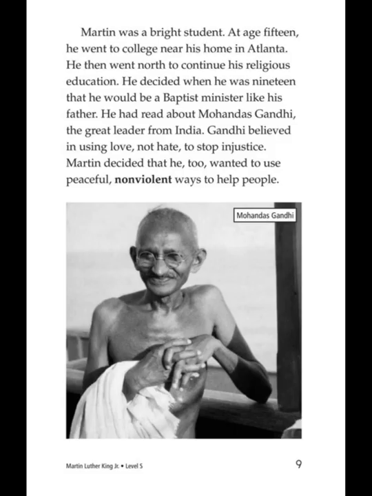Martin was a bright student. At age 15, he went to college near his home in Atlanta. He then went north to continue his religious education. He decided when he was 19 that he would be a Baptist minister like his father. He had read about Mohandas Gandhi, the great leader from India. Gandhi believed in using love, not hate, to stop injustice. Martin decided that he, too, wanted to use peaceful, non-violent ways to help people. In the picture we have Mohandas Gandhi.